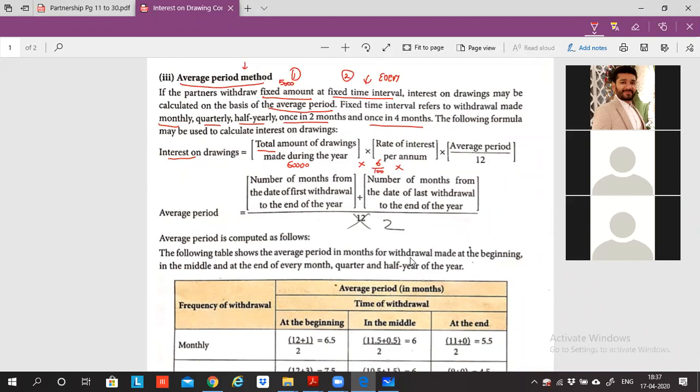So in this formula, this is something which you'll have to understand. This is a little critical. Now listen to me very carefully. Now what is average period? If you see average period, it says the number of months from the date of first withdrawal to the end of the year, plus the number of months from the date of last withdrawal to the end of the year, divided by 2. Now let's try to understand what this means.